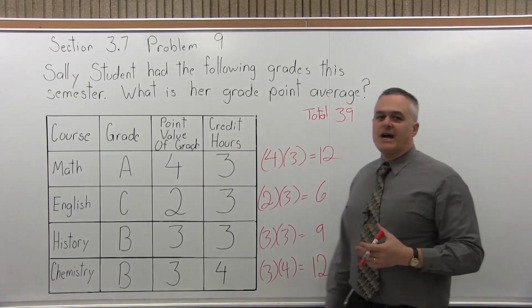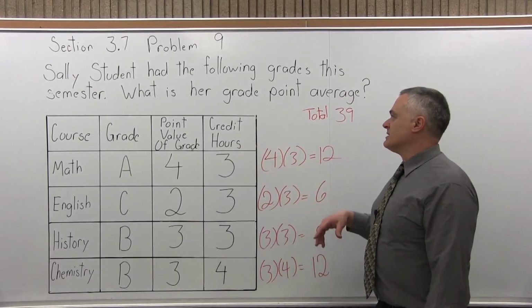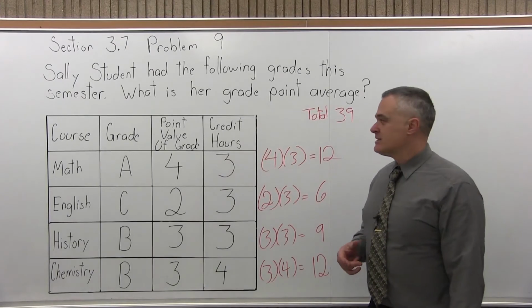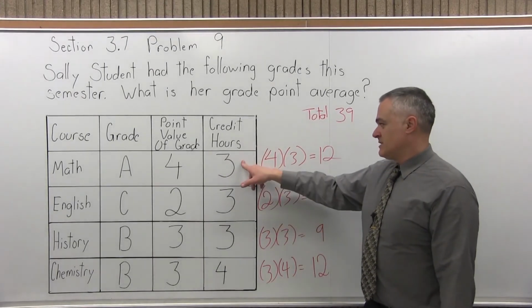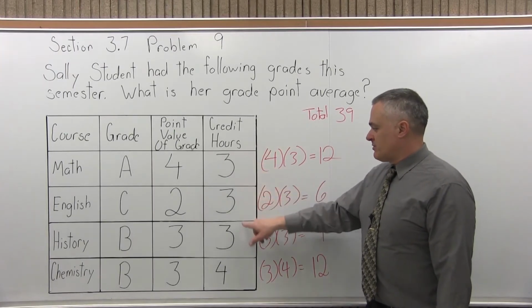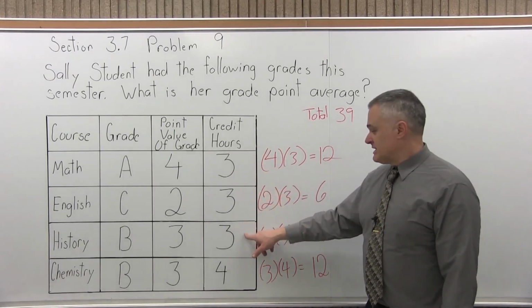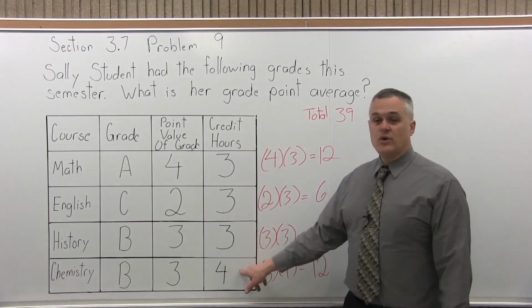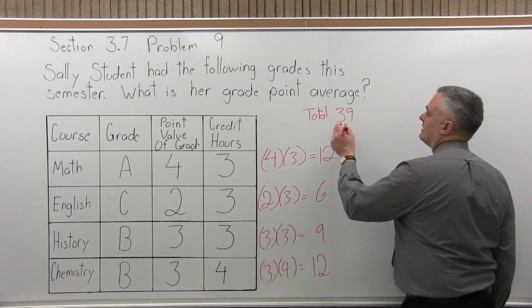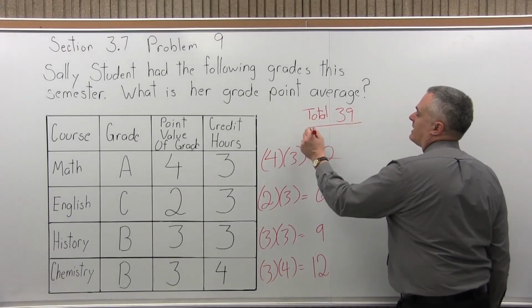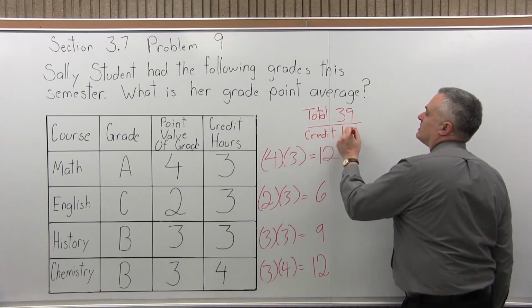Now you have to divide that total of your point value for the grade times the credit hours by the total number of credits. So how many credits did Sally's student take this past semester? You would total up the number of credits. 3 plus 3 is 6. 6 plus 3 more is 9. 9 plus 4 is 13. So there were a total of 13 credits attempted. So it's a total of 39 over the credits, which is 13.